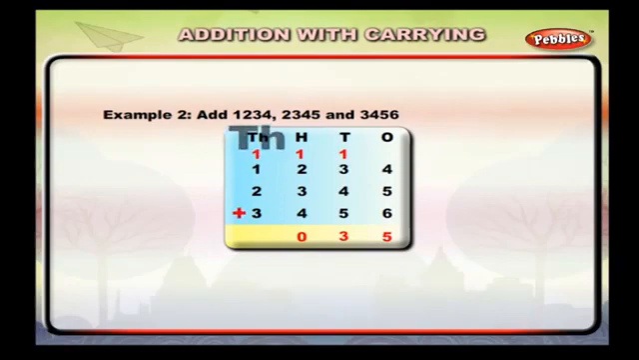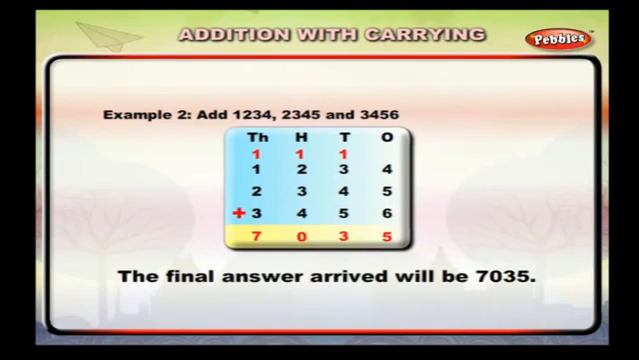Now add the thousands column. 1 plus 2 plus 3 plus 1 carry over number, we get 7. Write down 7 below the thousands column. The final answer arrived will be 7,035.